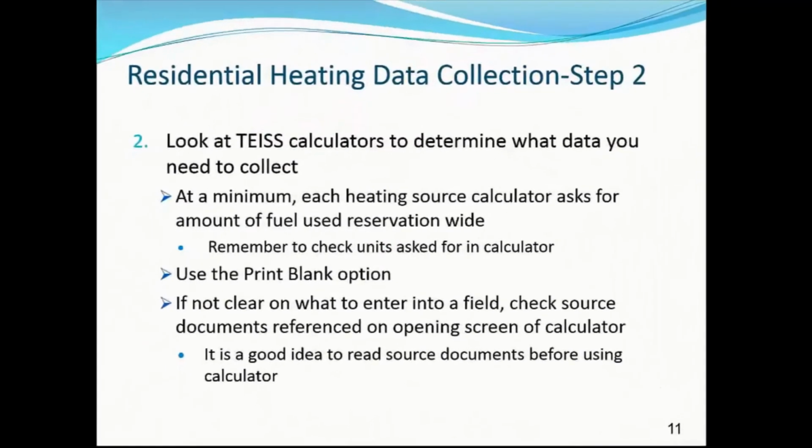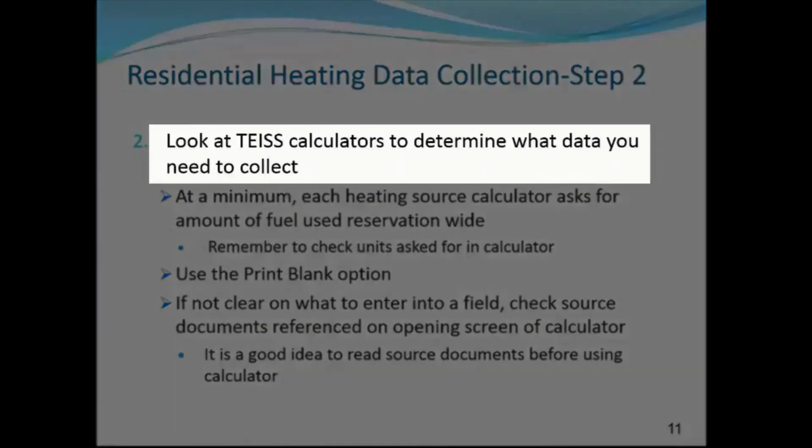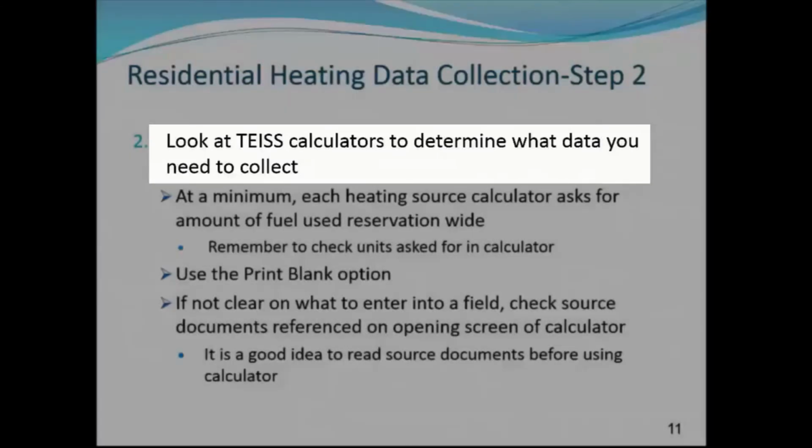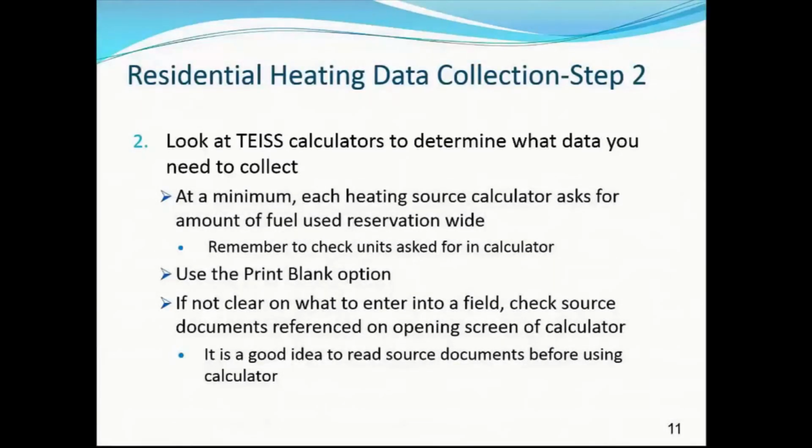So now we're going to talk about step 2 of how you would collect data for residential heating. Step 2 is to look at the TEISS calculators to determine what data you need to collect. You might have already done this because it was part of a homework exercise in one of the earlier modules, but it's important to know what data you're going to need to collect. So at a minimum, each heating source requires you to know how much of fuel is used reservation-wide for the inventory year. Remember, always, always, always check the units asked for in the calculator so you know what units to enter your data in.